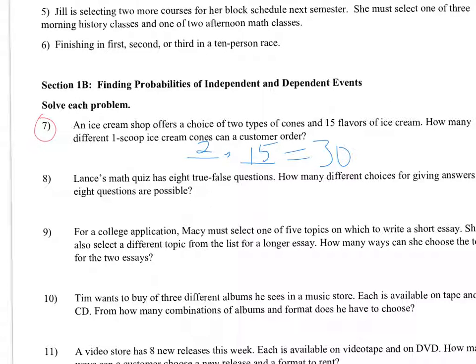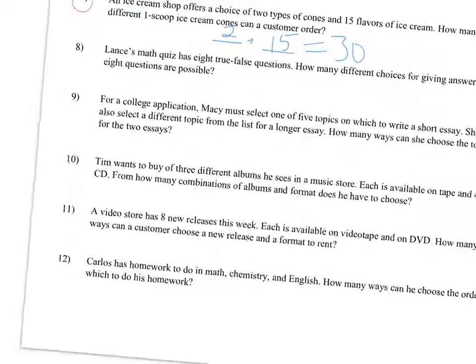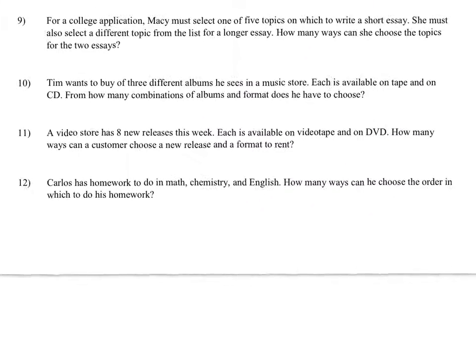Now let's go down to number 12. Carlos has homework to do in math, chemistry, and English, so 3 different subjects. How many ways can he choose the order in which to do his homework? So if you think about this, what's he going to do first? What's he going to do second? And what's he going to do third? And you just look individually at each spot at the number of choices. So what could he do first? Well, how many choices does he have for that particular spot? Well, he could do math first, chemistry first, or English first. So there are 3 possibilities.